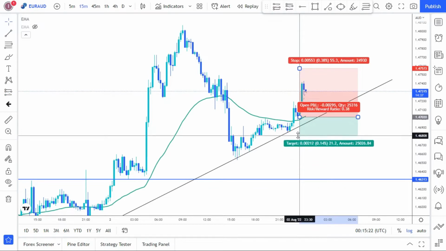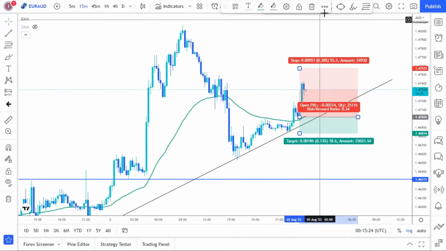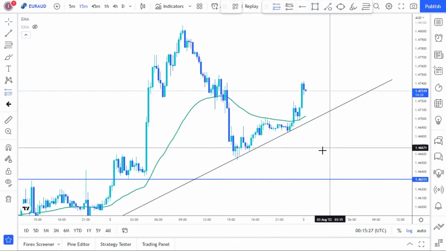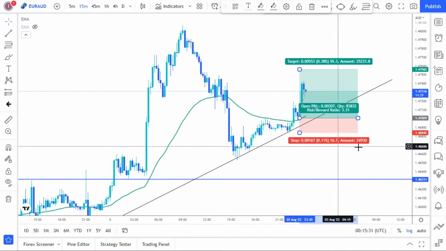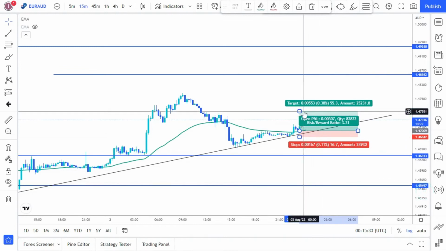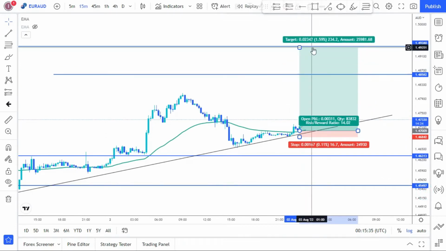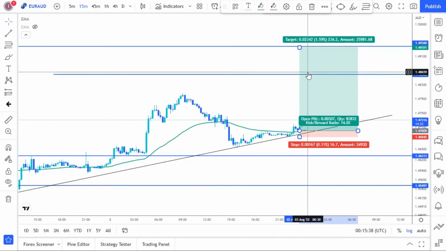I patiently wait for the market. No, sorry, this is short, for long. All right, so I took my trade at this level, so 16 pips stop loss, and we had 234 take profit. This is my first take profit level, and this is my second take profit level.